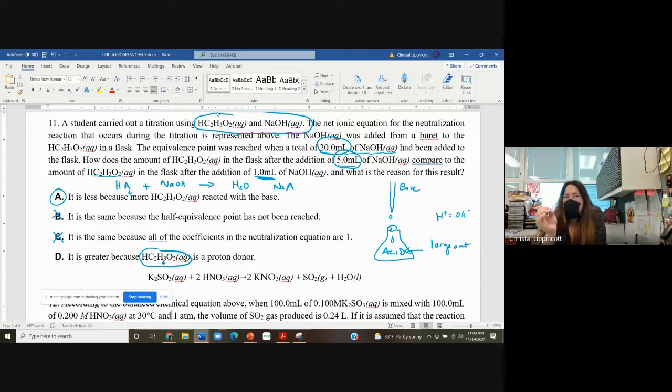The definition of Bronsted-Lowry is, wow, I got stuff in my throat. I can't get it out.